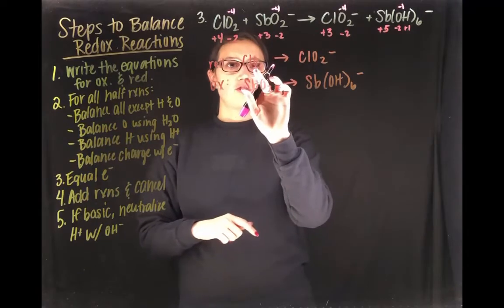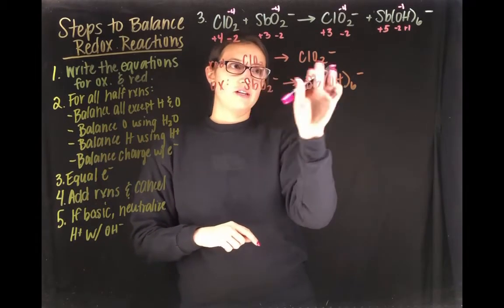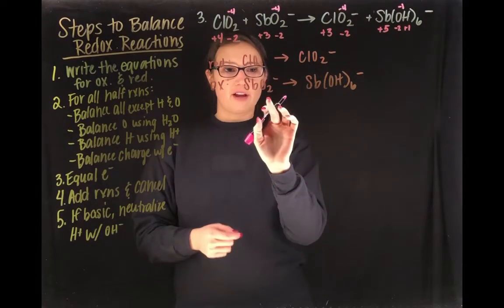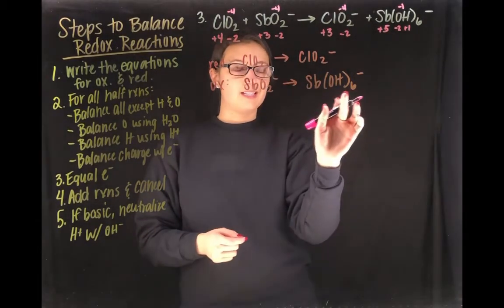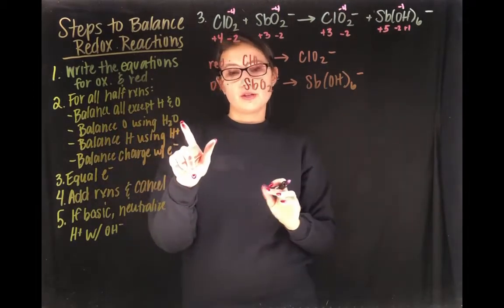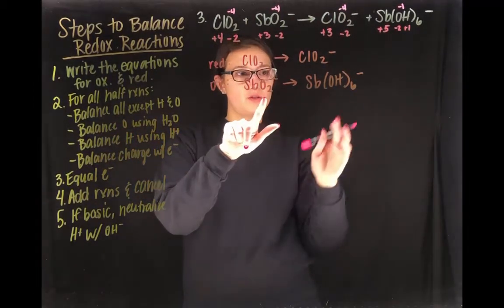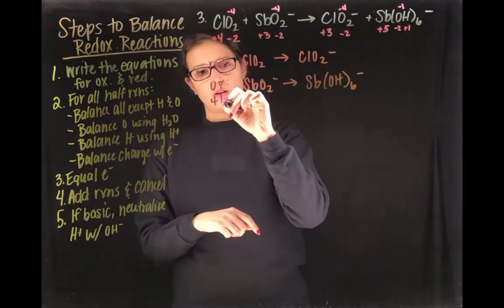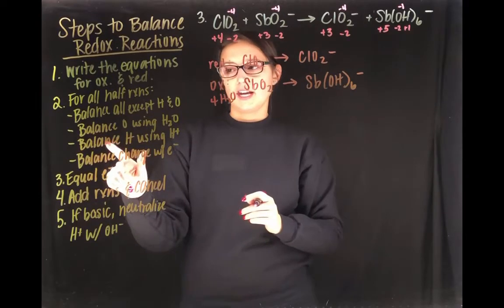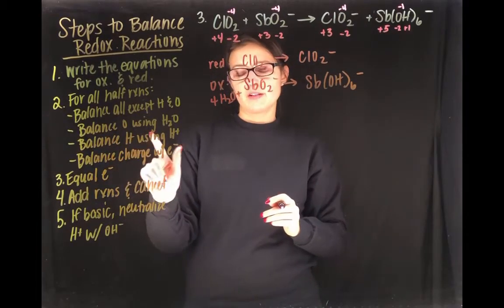I have 2 oxygens in the reduction half reaction and 2 oxygens, so that's fine. When I look at the oxidation half reaction, I have 2 oxygens and 6 oxygens. To balance the O's, you have to use water. If I have 2 and 6, that means I need 4 waters on this side. And then after your oxygens are balanced, we balance hydrogens.